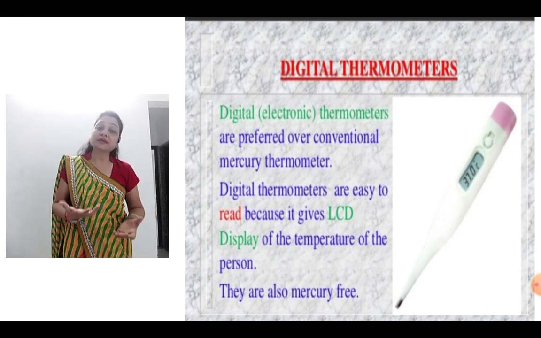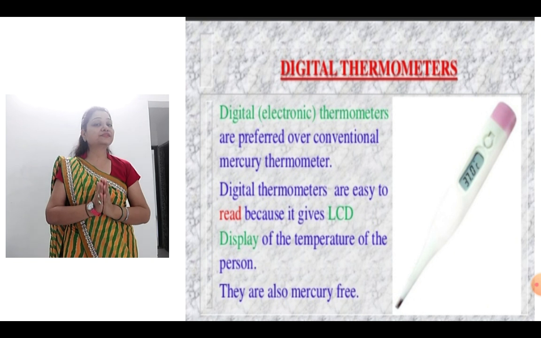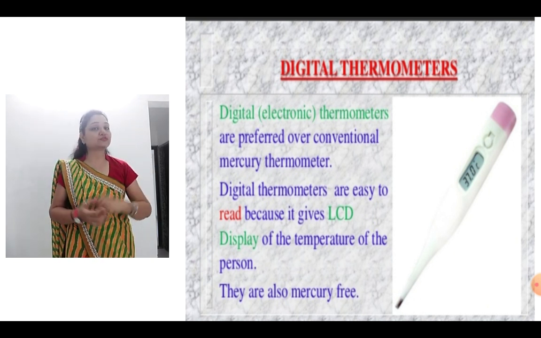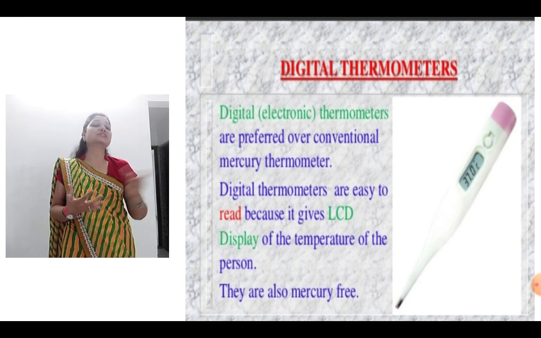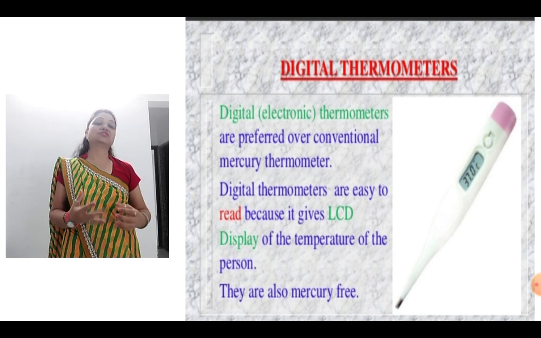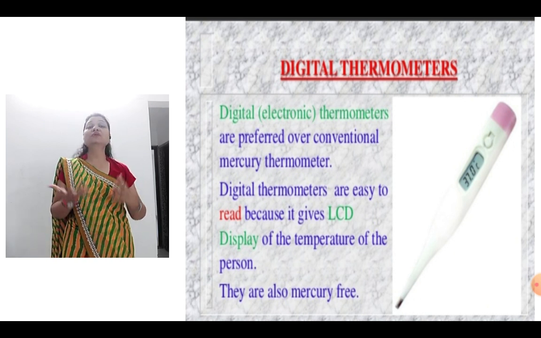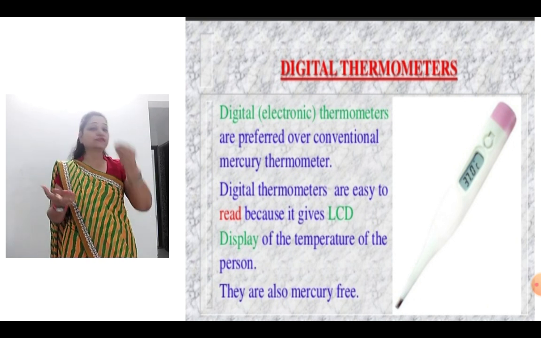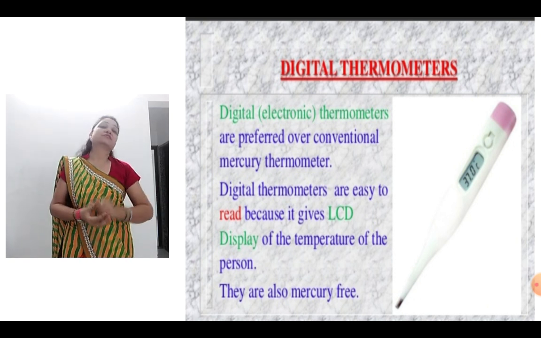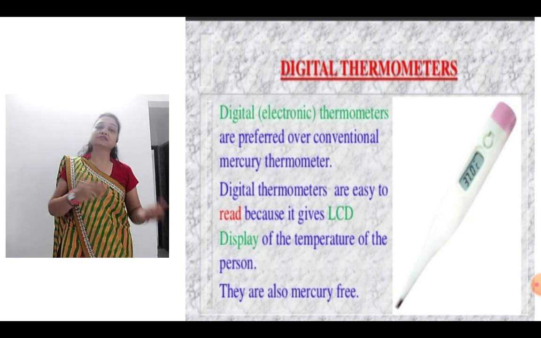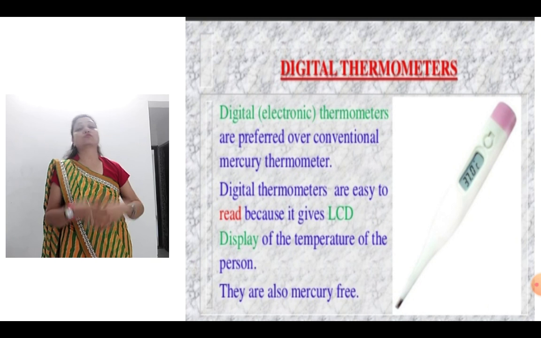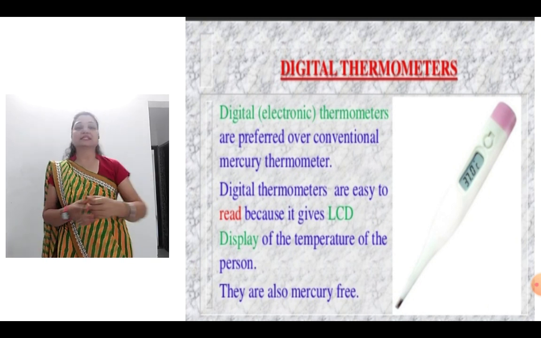Now, why are they preferred, if I ask you? The answer will be they are very easy to use because the temperature is displayed, so we can easily read it. We need not see the scale, and mercury is not used in this digital thermometer. So, we need not be so careful while keeping it in our mouth because mercury is not there. These are the advantages of digital ones over the clinical ones. That's why these are preferred these days. In hospitals also you see these.